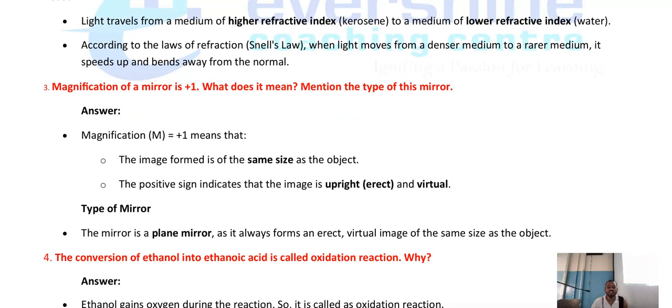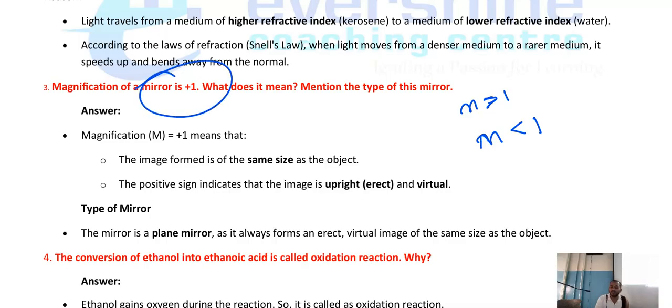Next question: magnification of a mirror is +1. What does it mean? Mention the type of this mirror. See children, if magnification is +1, it means that the image formed is of the same size as the object; the size of the object and the size of the image are both the same. Now I'll give you one small question as homework. If magnification is greater than 1, what does it mean? Please check. If magnification is less than 1, what is the answer? Please check. So this is the homework for you.